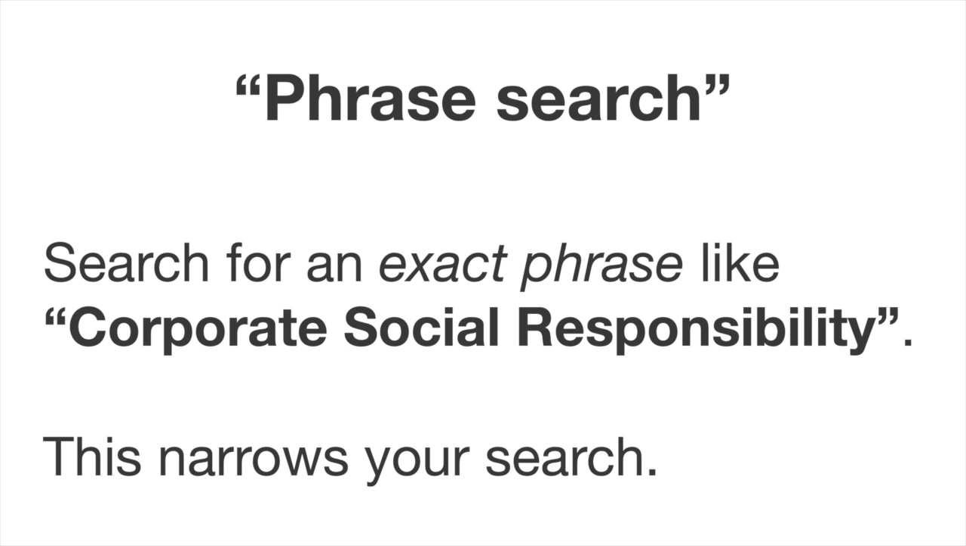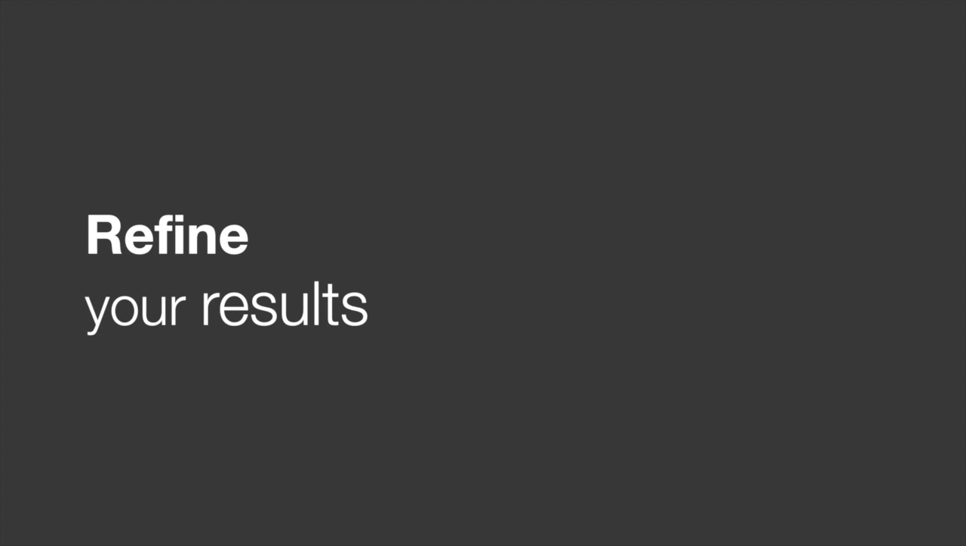A phrase search allows you to search for an exact phrase, like "corporate social responsibility." This will narrow your search down. Without putting quotation marks around corporate social responsibility, a search will look for each of those words in an article, but not necessarily together. After you've found some results, it's then time to refine them down.